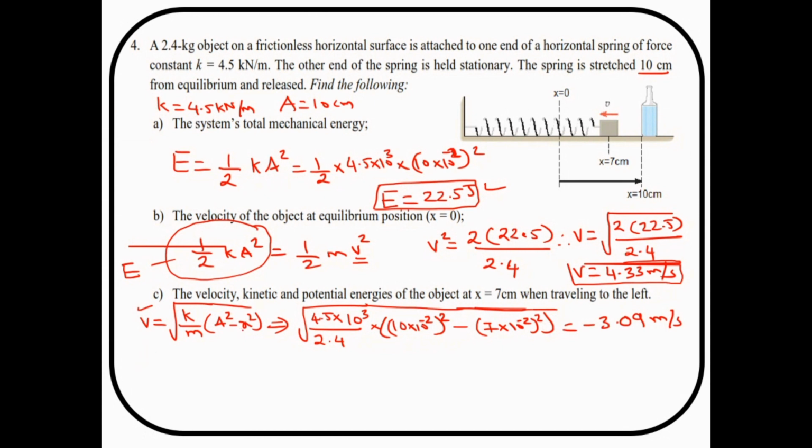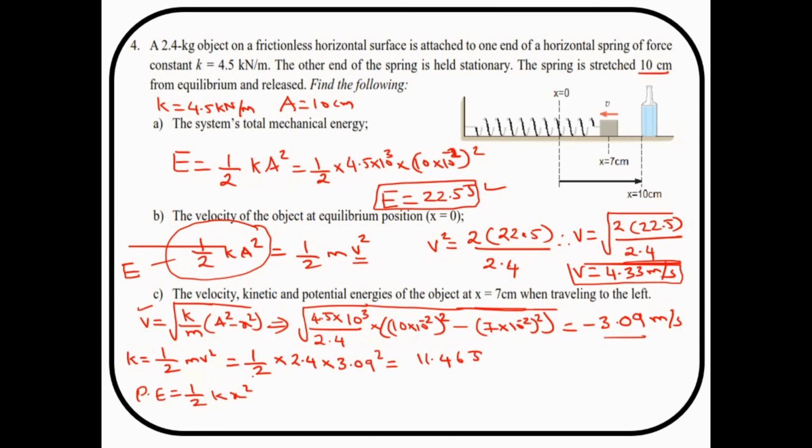Once you find the value of the velocity, we can easily find the kinetic energy. The formula for the kinetic energy is half m v square. For the v value, I'm going to take only the magnitude. So half, the mass value here is 2.4, and the velocity, taking only the magnitude, is 3.09 square. I have to calculate. I got the answer as 11.46 joules.